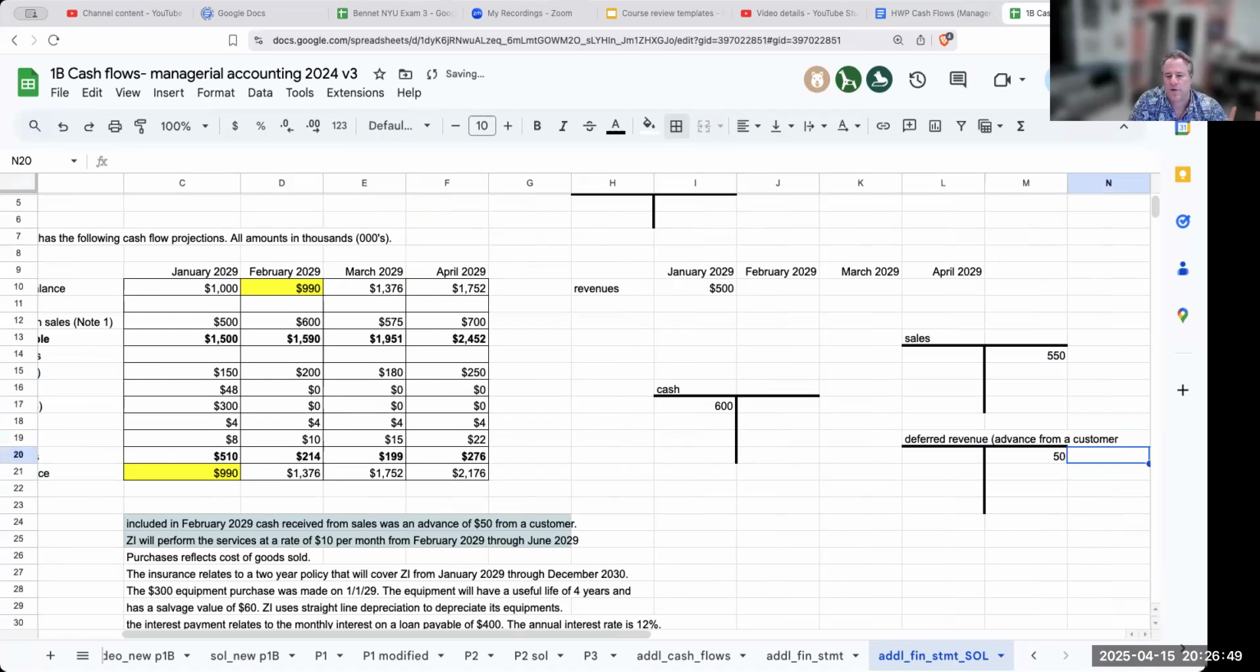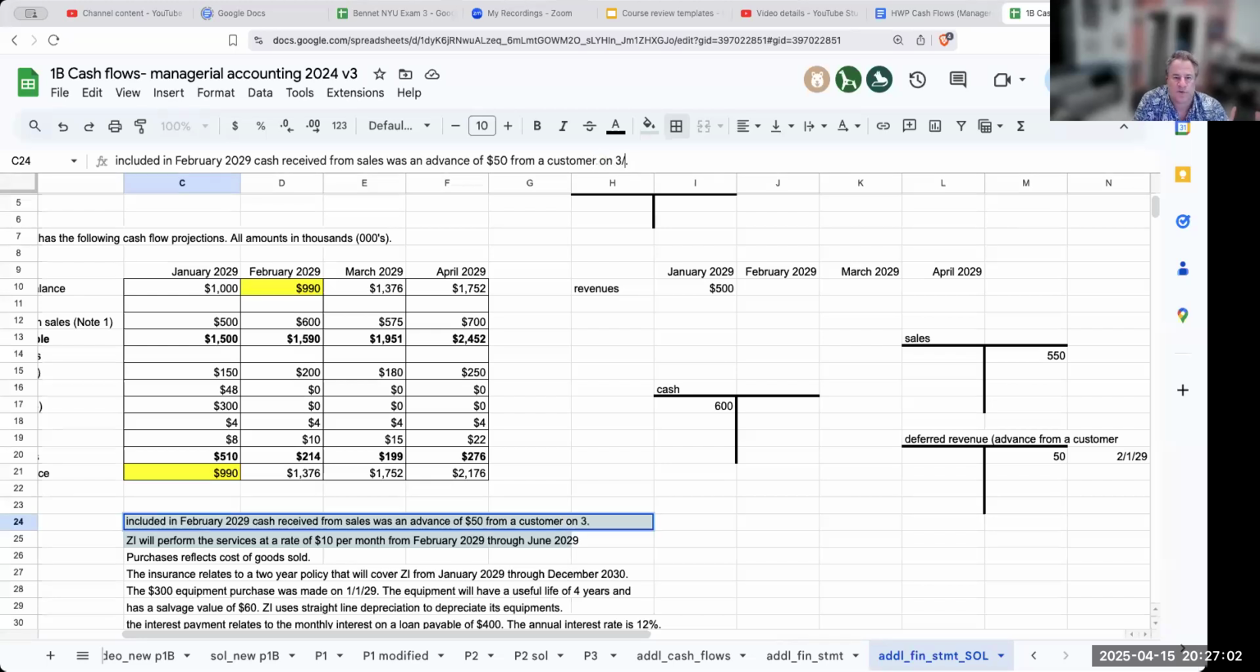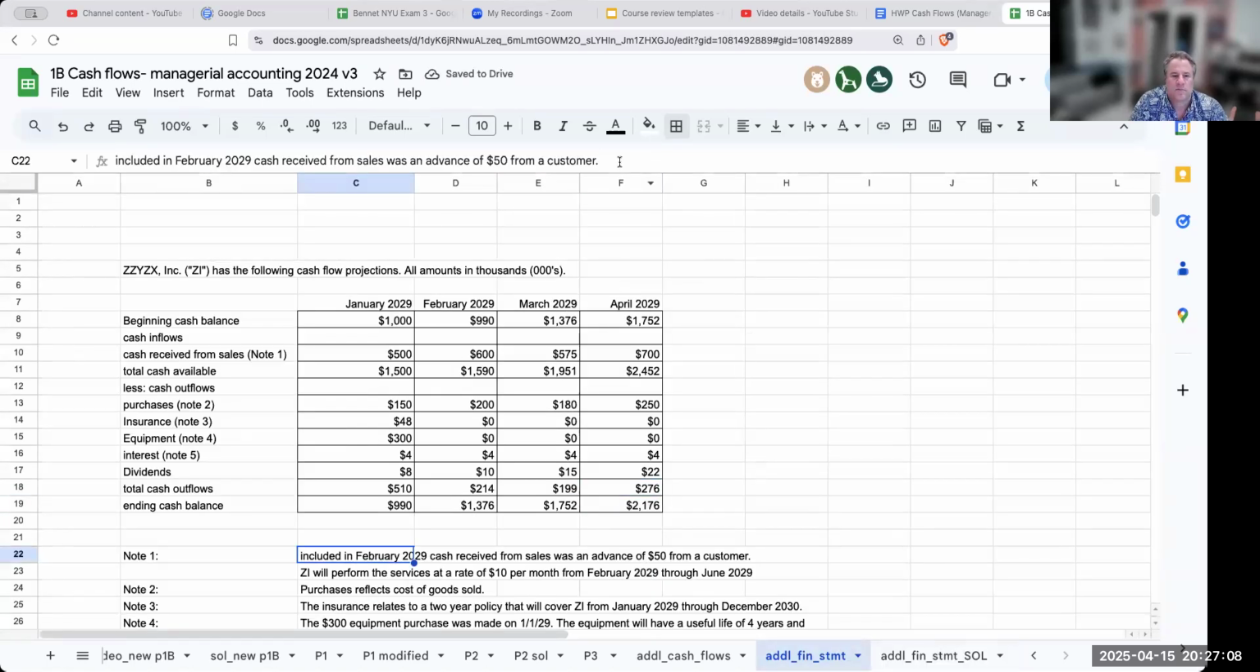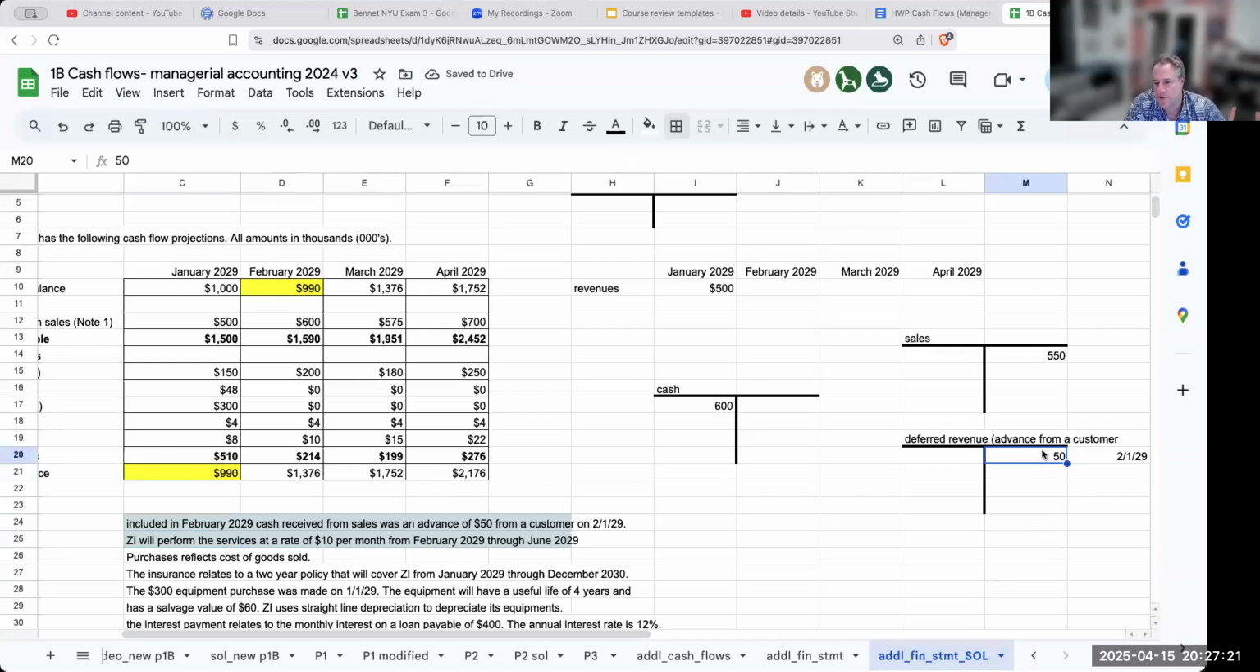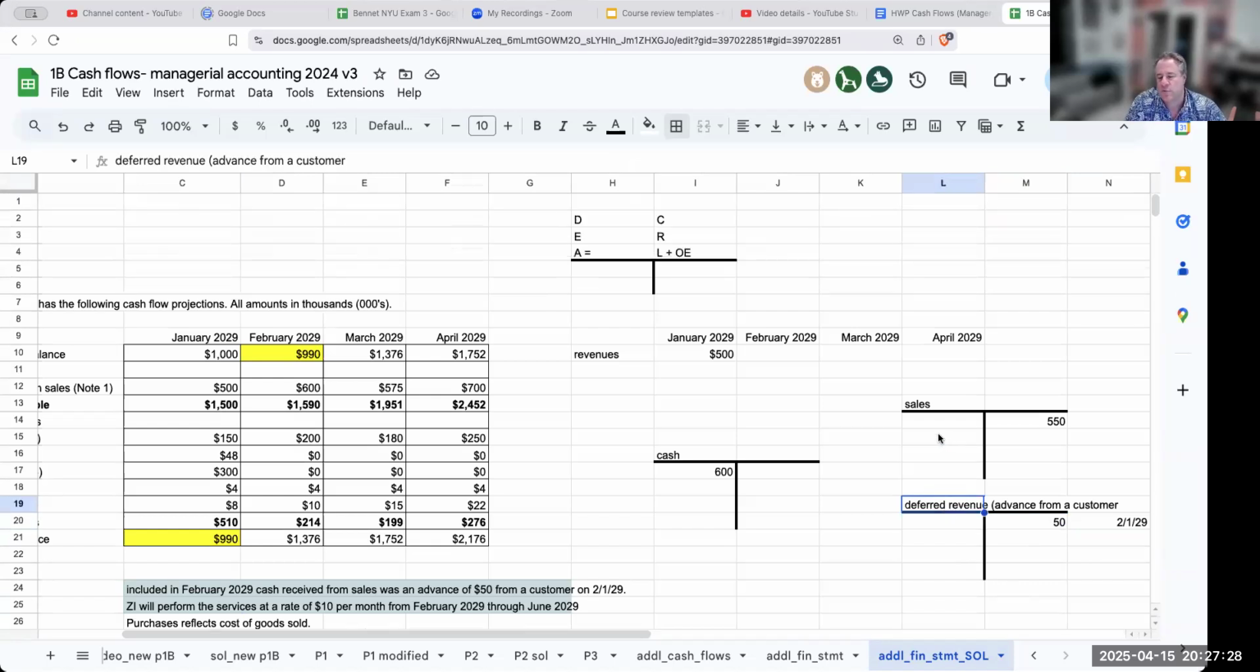And this occurred over here on 2/1/29, right? So basically, you can assume it was an advance of 50 from a customer, and I'll write this in here on 2/1/29. Let's go ahead and put this in over here. So we got this advance from a customer. Now, what's important to remember is what type of account deferred revenue is. Well, deferred revenue is a liability, and this is going to become very important later on down the road.